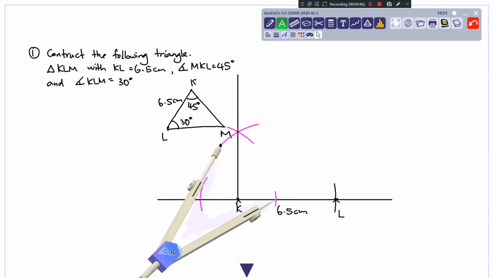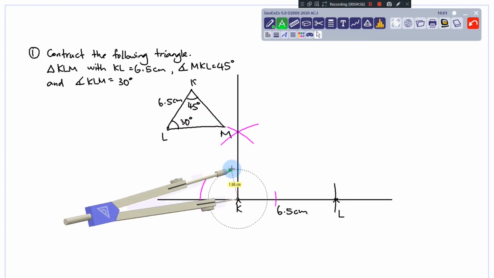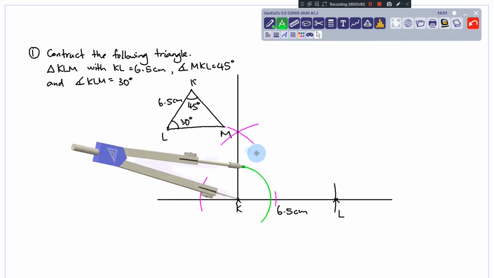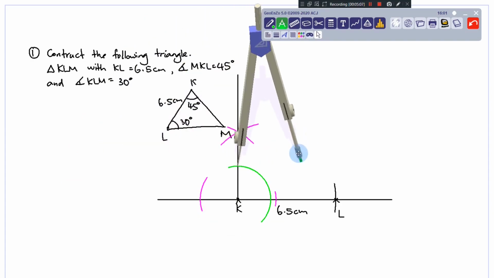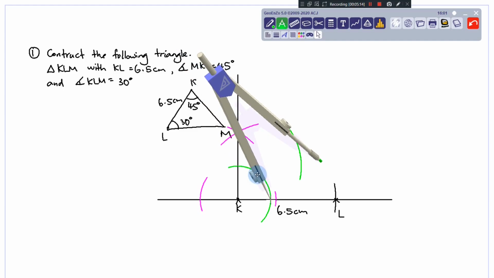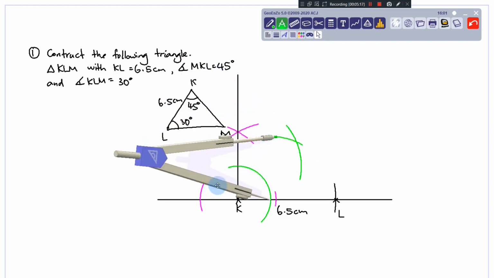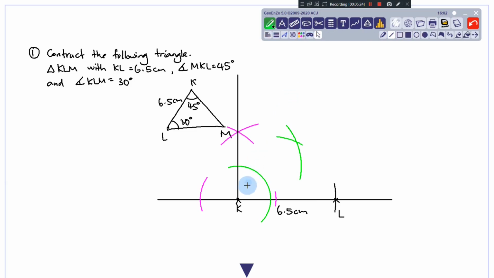So how do we construct the bisector of an angle? I hope that you still remember. Place the needle of the compasses over here. Let me use another color. Make an arc here. Then move the compasses over here, and I will make it wider. Make an arc here. Keep the same width, move it over here and make an arc. Okay, so this will be 45 degrees. Okay, this is 45 degrees. So we have finished this part.